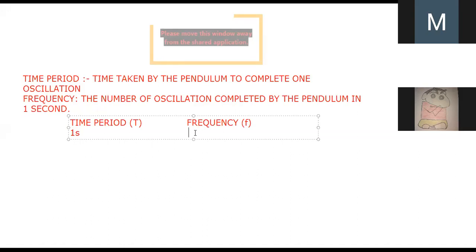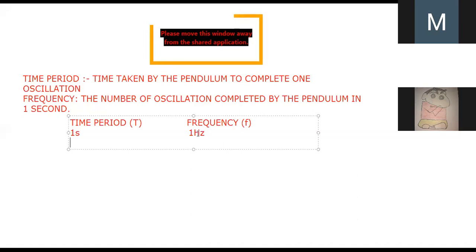If the time period is 1 second, how much is the frequency? The frequency is 1 hertz because time period is the time taken by the pendulum to complete one oscillation, and frequency is the number of oscillations completed by the pendulum in 1 second. So if 1 second is the time period of the pendulum, then in 1 second, how much is the frequency? In 1 second, how many times will it complete its oscillation? One. So the frequency is 1 hertz. Clear? If the time period is 1 second, the frequency is coming out to be 1 hertz.